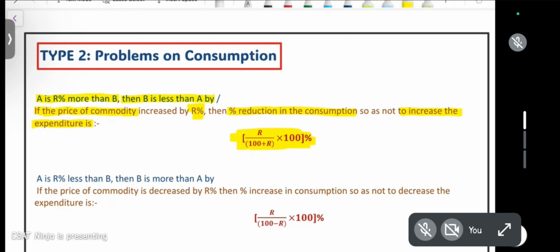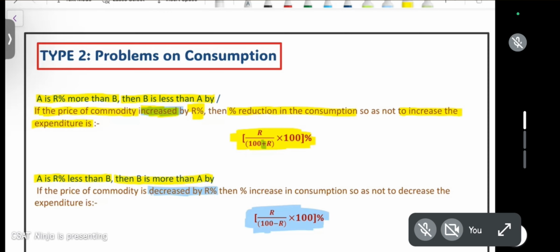So the simple thing is this: if there is increase, then we use a plus sign here. If there is decrease, then we use a minus sign here. That's the only thing. These two formulas are the same thing, just that if there's increase, it is different, and if it is decrease, then we use a minus sign there. But remember this one: A is R% less than P, and then P is more than A by.